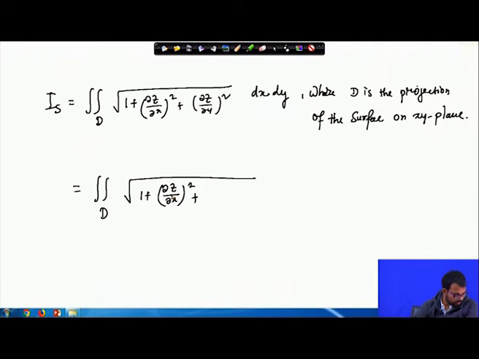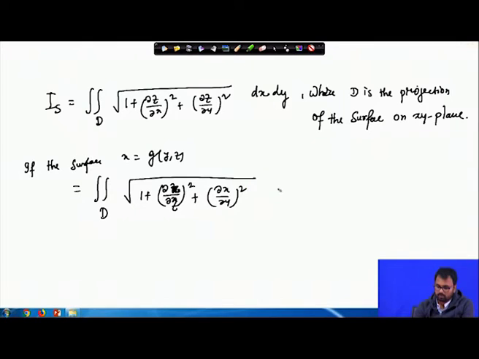So this is the projection on the yz plane. Now if the surface is x equals to g(y,z), then again I can substitute y equals to u and z equals to v, then it will be x(u,v), and therefore the required form will be the integral of the square root of 1 plus (del x del y) whole square plus (del x del z) whole square dy dz, where D is the projection on the yz plane.